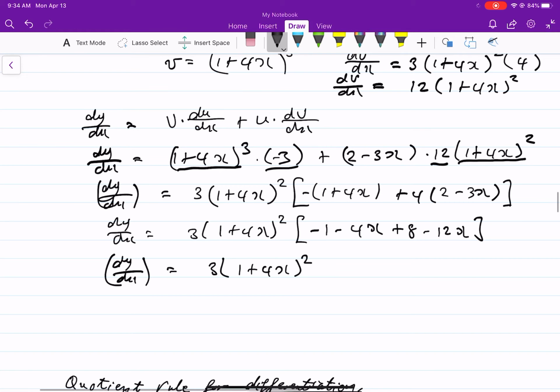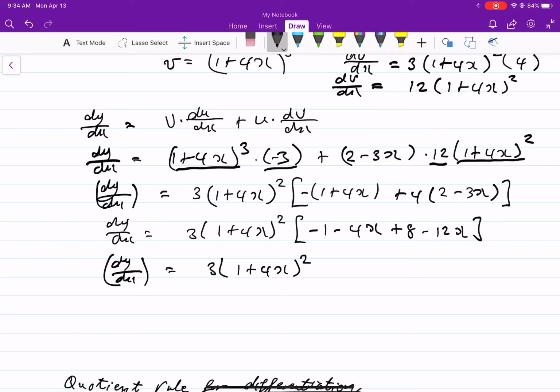Yeah, (1 plus 4x) all squared. And on the inside, minus 1 plus 8, that would be positive 7. And minus 4 minus 12 is minus 16x. Voila. I'll leave it just like that. Simplest form.